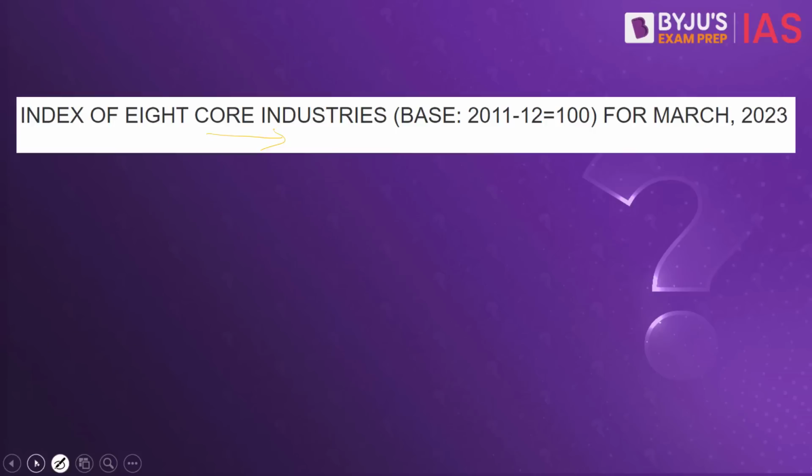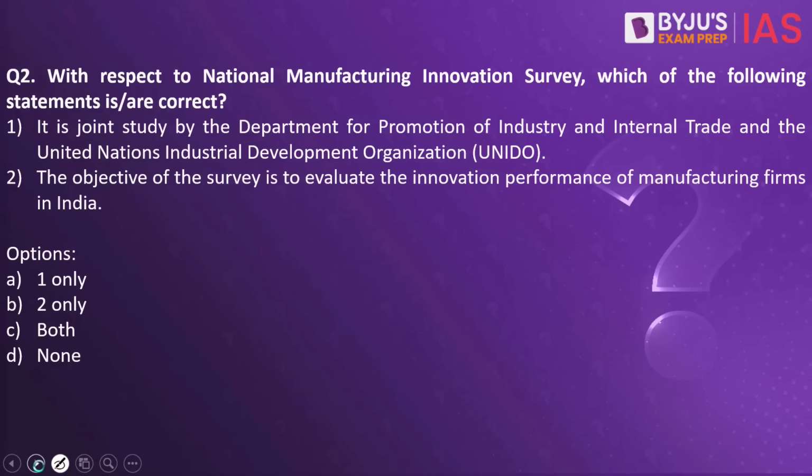Now let's look into the next practice question. With respect to National Manufacturing Innovation Survey, which of the following statements are correct? It is a study by the Department for Promotion of Industry and Internal Trade and the United Nations Industrial Development Organization. The objective of the survey is to evaluate the innovation performance of manufacturing firms in India. Which of the statements are correct? The answer to this is 2 only.